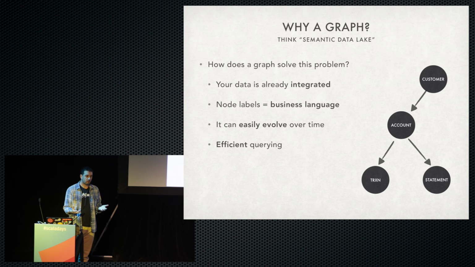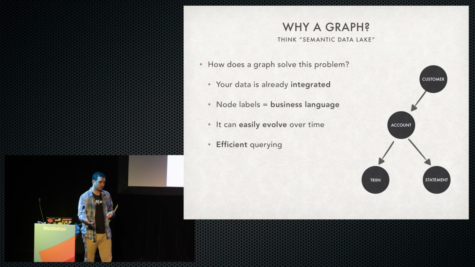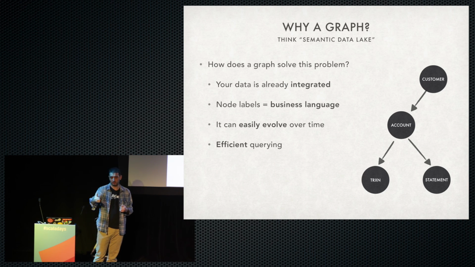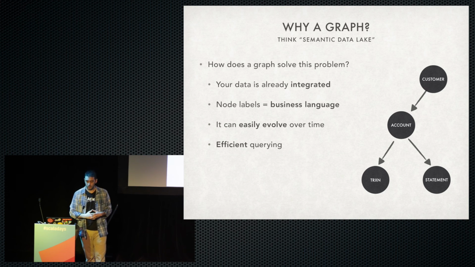So why a graph? Well, a graph is already integrated by nature, so we get the joins out of the way. If we give labels to nodes, then we've already made the second step towards a business language. So now, for a node that has the label customer, we know that all customer information is aggregated on that node.